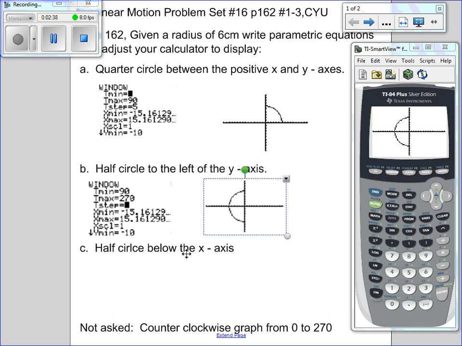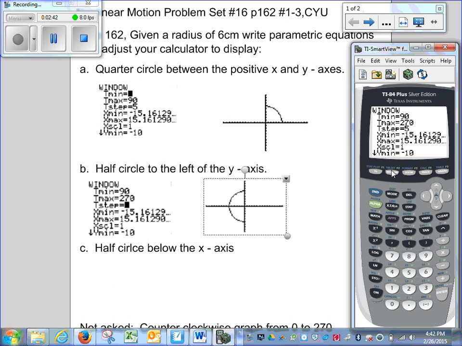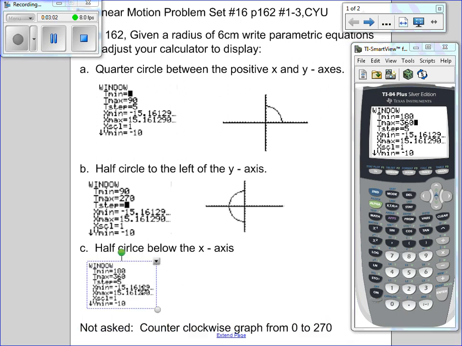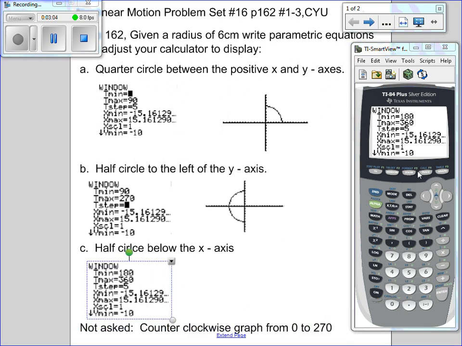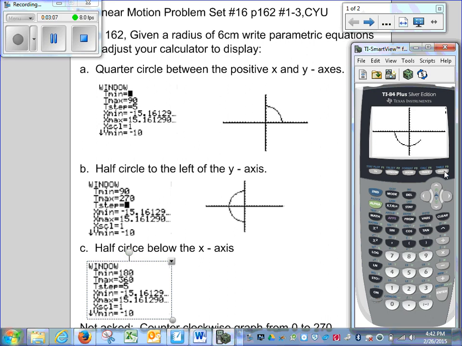What about a half circle below the x-axis? I'm going to go to my window. If it's going to be below the x-axis, then that means it's going to be from 180 to 360 degrees. So let's type in 180 up to 360. I believe that's going to work, so I'm going to plop that over there. And let's take a look at that graph. Surprisingly, we are on a roll.